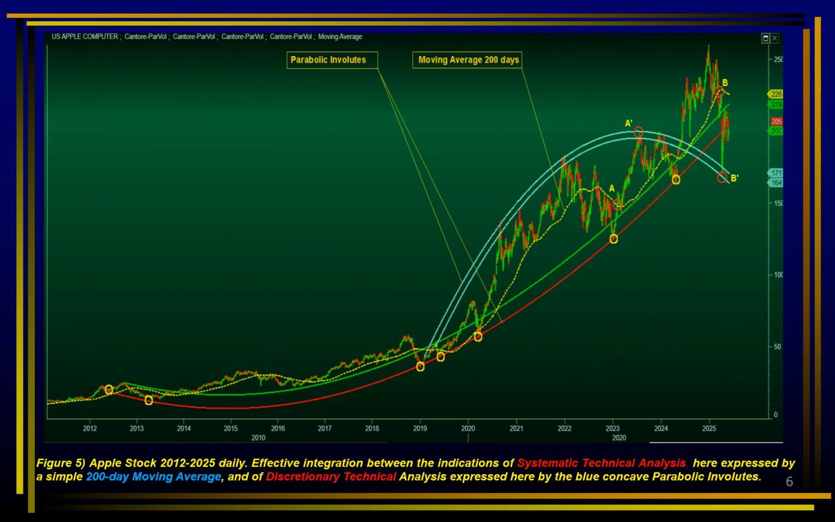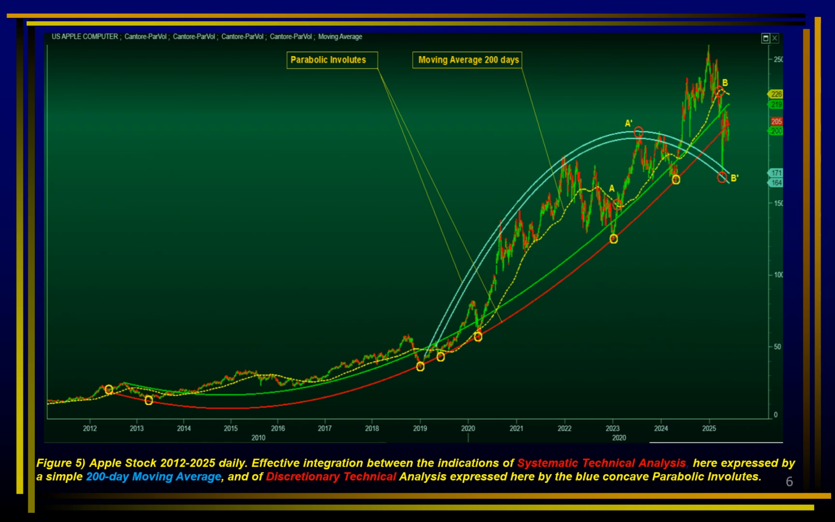During 2025, Apple recorded a first corrective movement at the downward violation of the green upper parabolic involute of the parabolic channel, and this decline was accentuated at the subsequent violation of the red parabolic involute. From a purely graphic point of view, the decline in April 2025 is therefore to be interpreted as a manifestation of a situation of discontinuity of the positive trend that has characterized Apple's evolution in the previous 12 years.